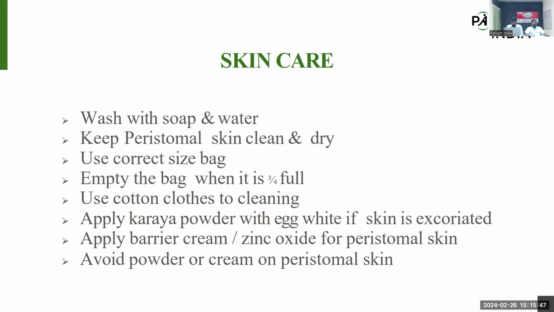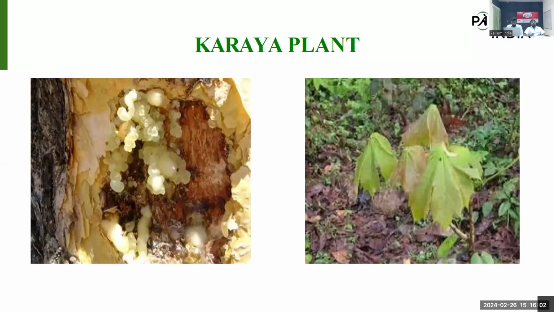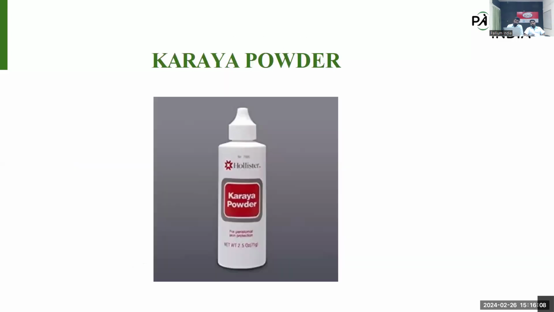If we see a patient with a colostomy site where peristomal excoriation is already present, we can do the management like using Karaya powder. Karaya powder is a natural thing, made from the Karaya plant. This one is the commercially available Karaya powder.